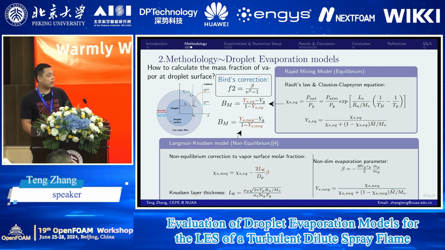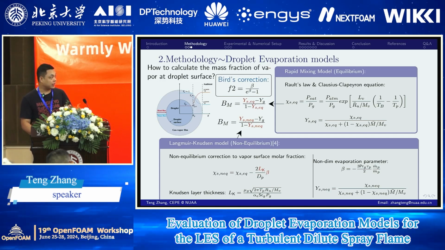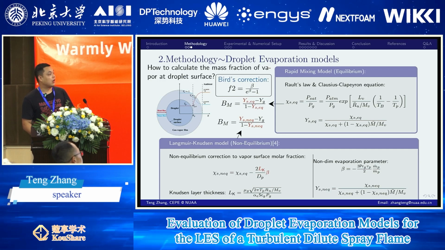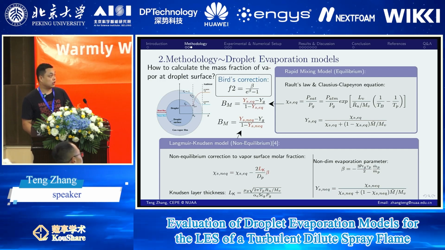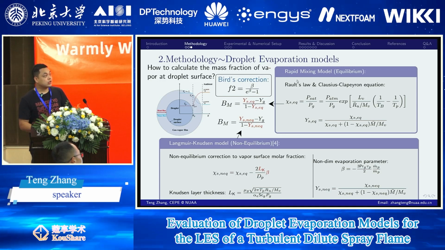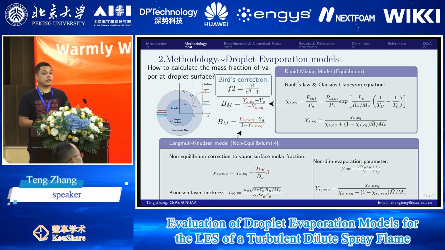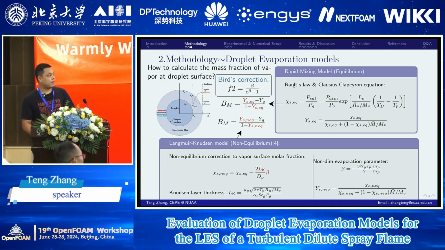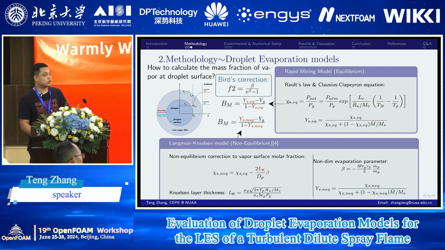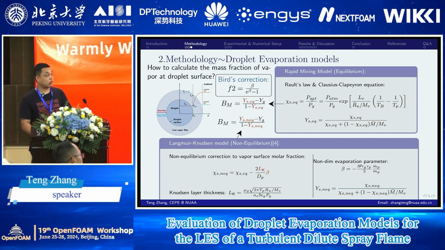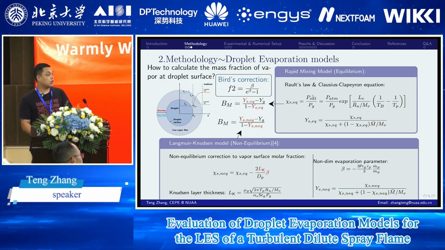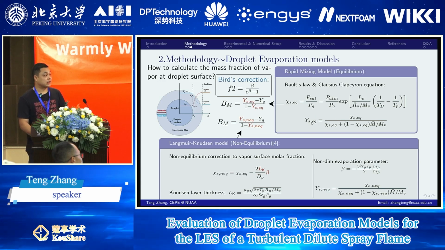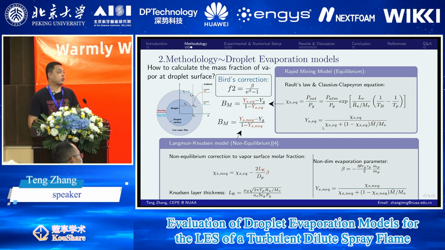This plot shows the boundary conditions of the droplet equations. So here comes the question: how to calculate the mass fraction of the fuel vapor at the droplet surface, Y_s. One simple way is to assume the droplet surface is in the equilibrium or saturated state. The surface vapor molar fraction can be calculated using Raoult's law, and the saturated pressure can be calculated using the Clausius-Clapeyron equation. Then the mass fraction of the vapor can be derived using this formula.